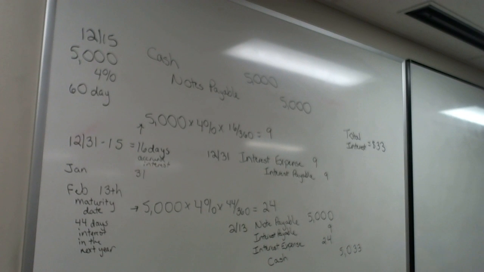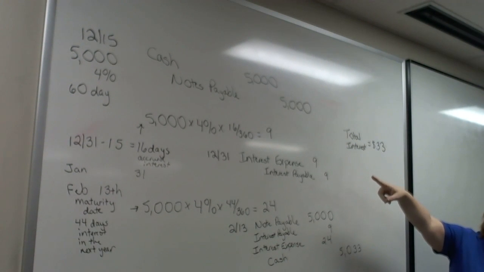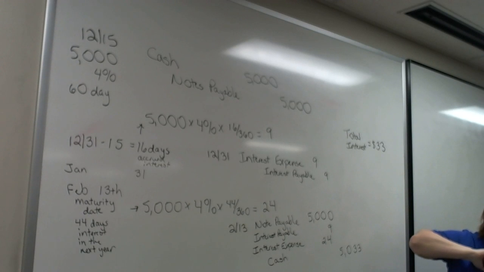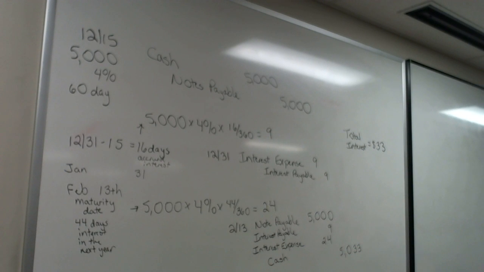So again, just make sure you know how to do this adjusting entry at the end of the year. You know how to calculate interest. You know how to calculate maturity date. You might see several questions. There might be one where you're just calculating the maturity date. There may be one where you're just doing this journal entry. So just know how to do all of that with your short-term notes payable.